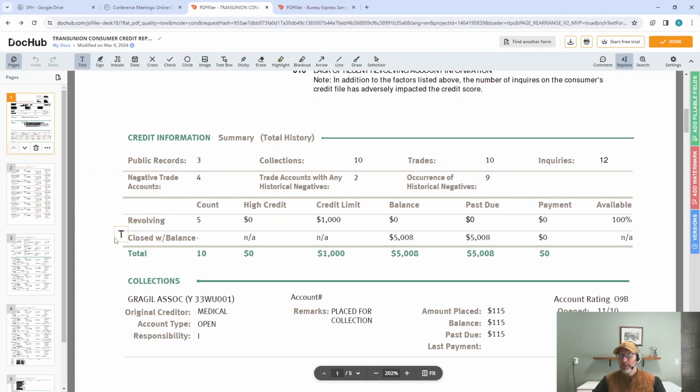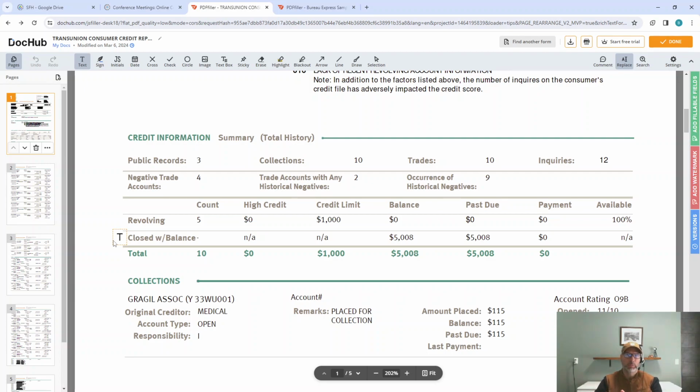And then this talks about the closed with balances, how many accounts are actually closed but still have a remaining balance. Sometimes that can actually affect your credit negatively to have a closed account with a balance outstanding. There's a variety of reasons for that. One of them would be if you close an account with a balance, your available credit will come down to the balance, which means that your available credit looks like it's less on the credit report.